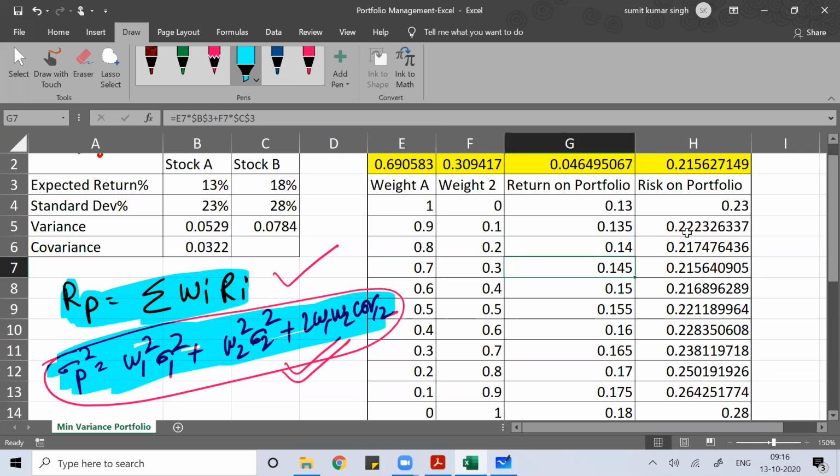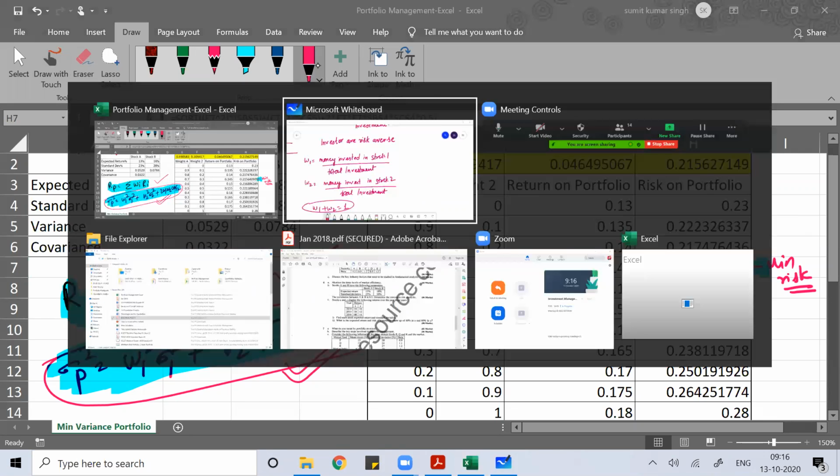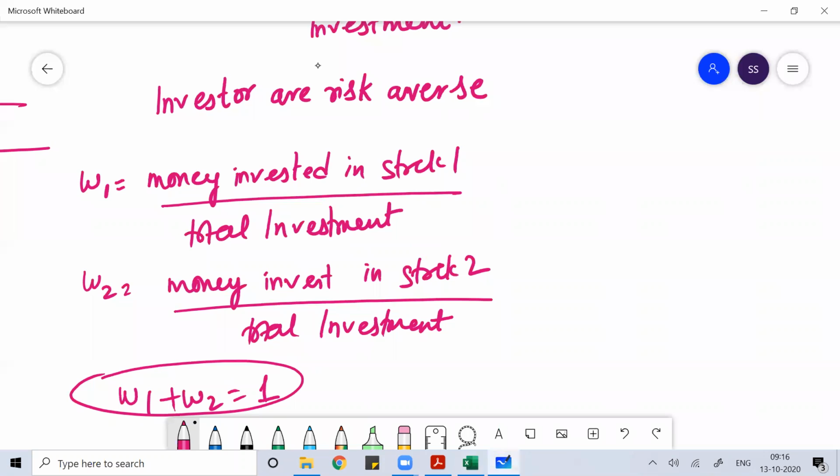But is this the exact amount of money I should invest, or is this the minimum risk? The question arises when I see this data: is this the minimum risk, or can the risk be even lower than this? Mathematically, you can find this out using the trial and error method.